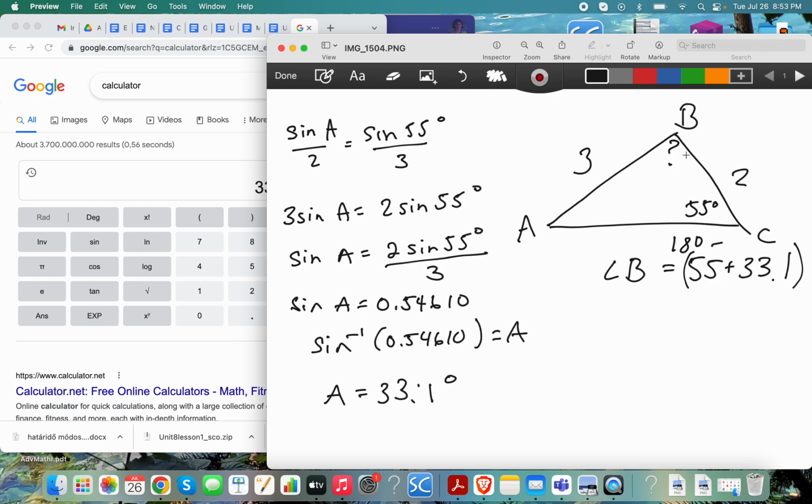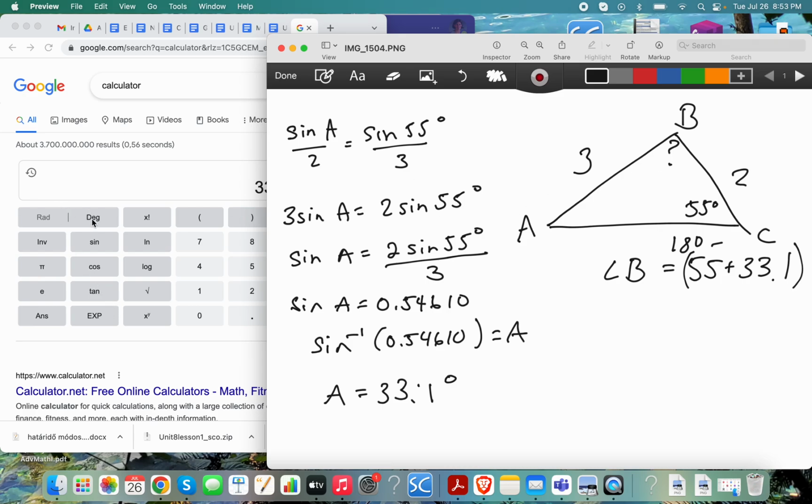We don't want angle A, we want angle B, but in the triangle, it's 180 degrees. So 180 degrees minus 55 plus 33.1. I'm basically taking those two, adding it, subtracting it, and then that helps me find angle B. And that's the simplest way to find B.